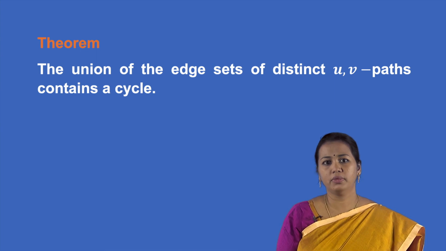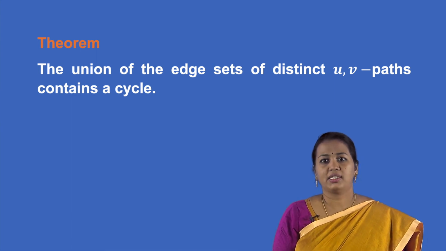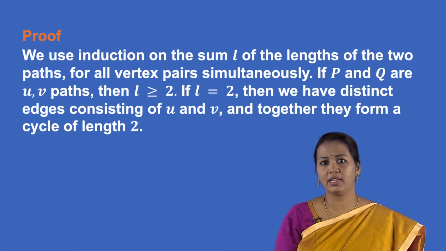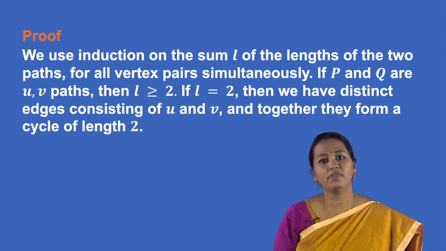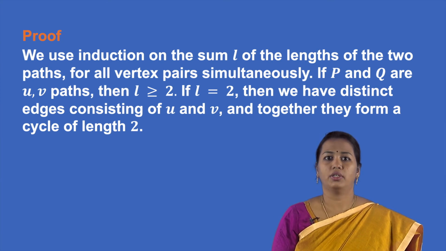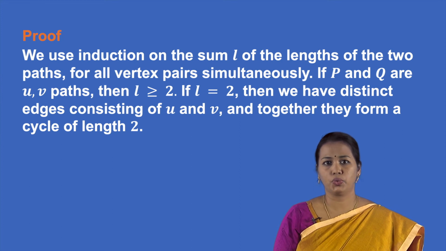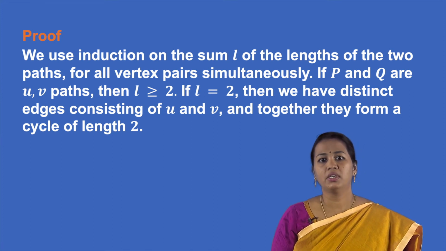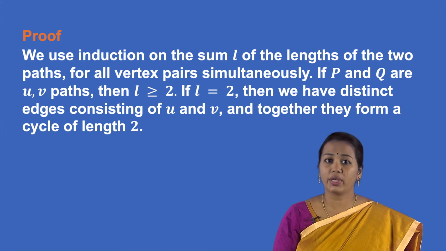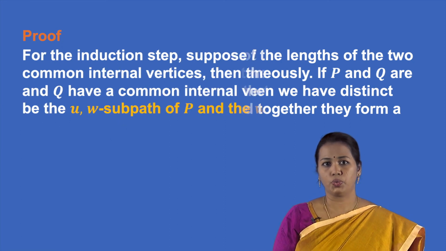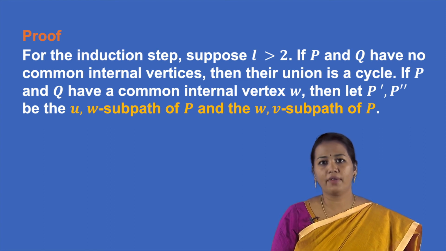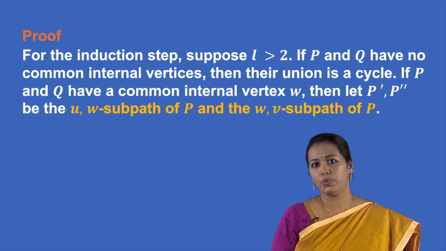We shall see one more theorem. The union of the edge sets of distinct U,V-paths contains a cycle. The proof: again we use induction on the sum L of the lengths of the two paths, for all vertex pairs simultaneously. If P and Q are distinct U,V-paths, then L is greater than or equal to 2. If L is equal to 2, then we have distinct edges joining U and V, and together they form a cycle of length 2. For the induction step, suppose that L is greater than 2. If P and Q have no common internal vertices, then their union is a cycle.